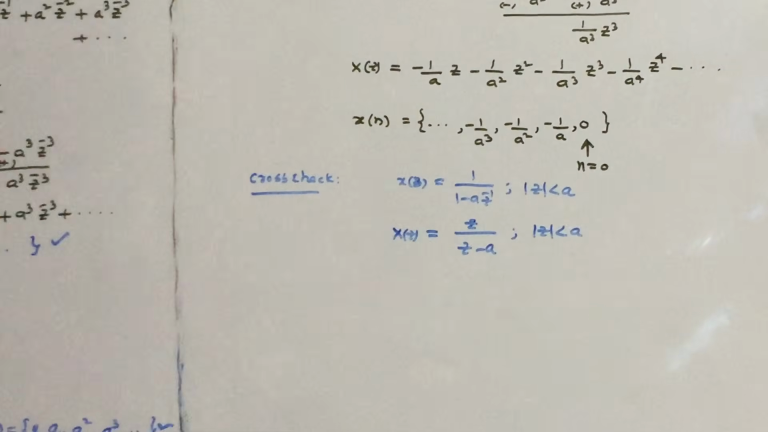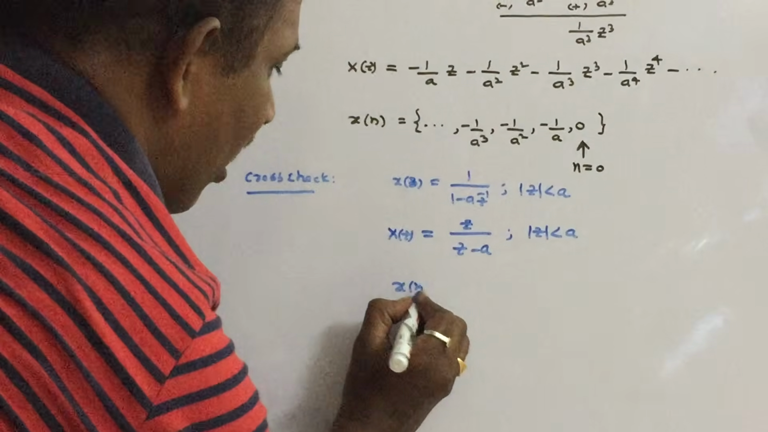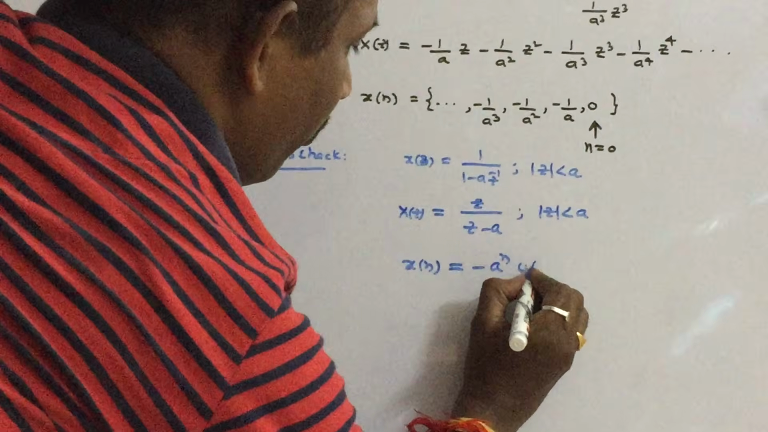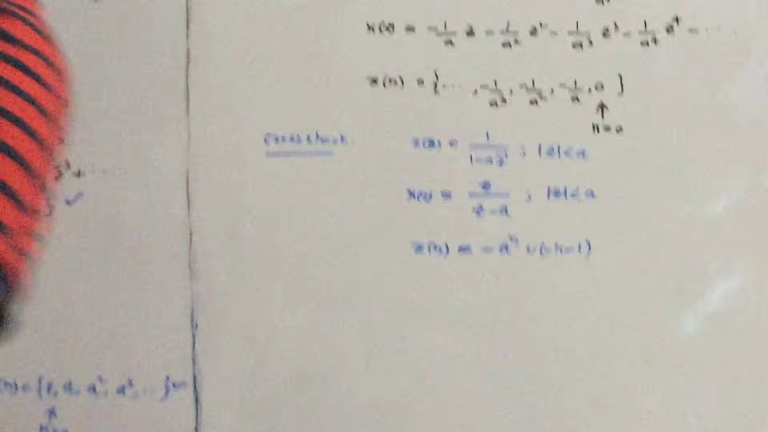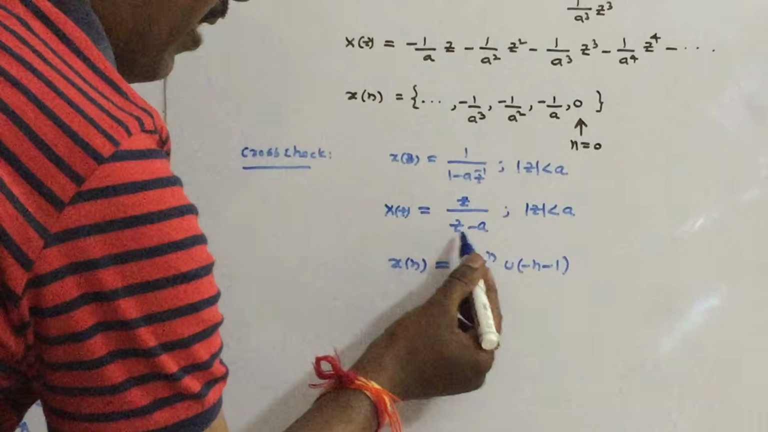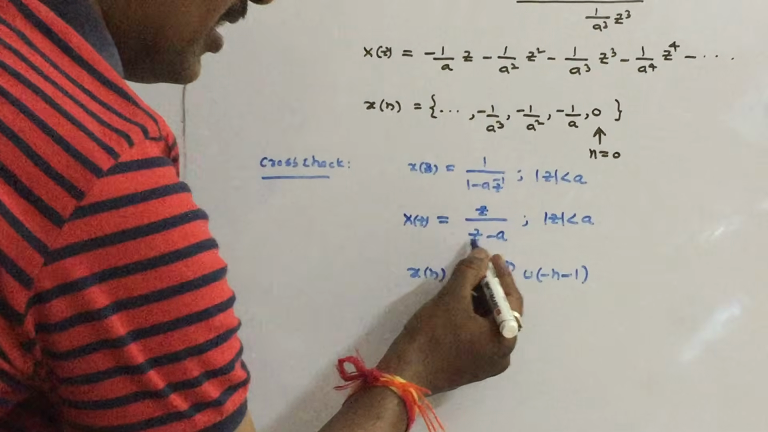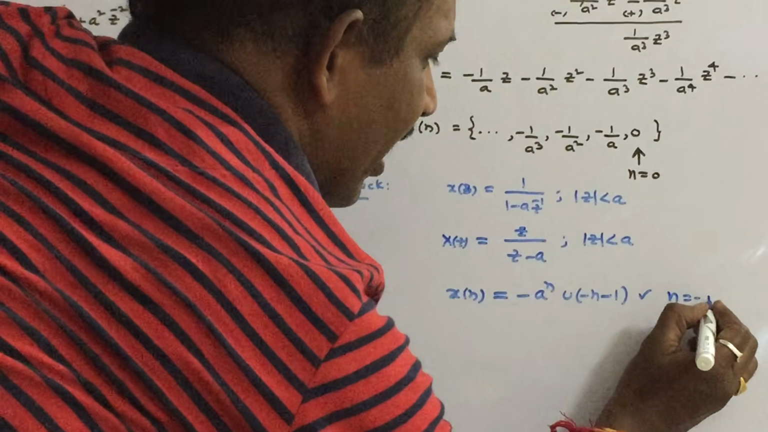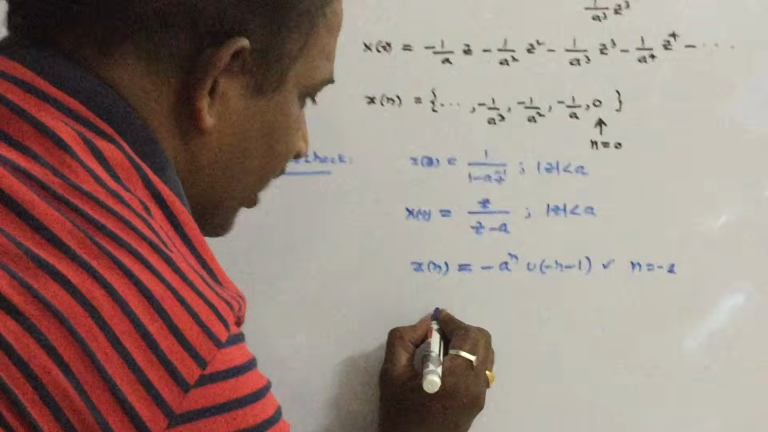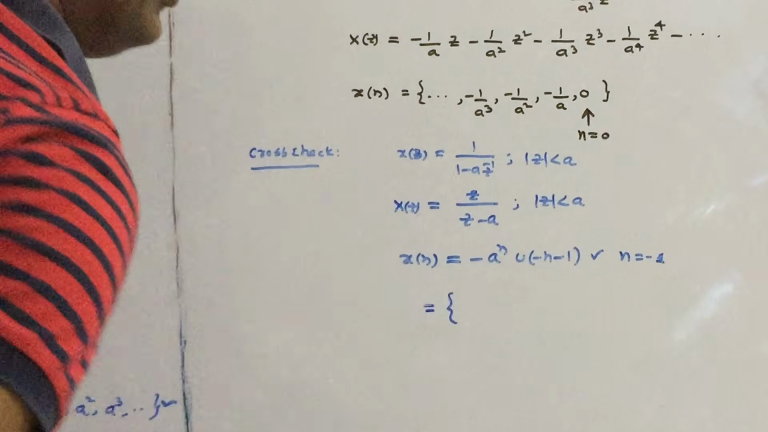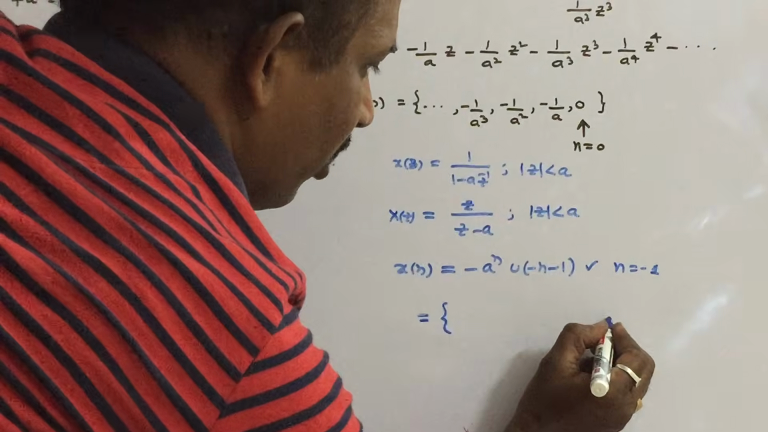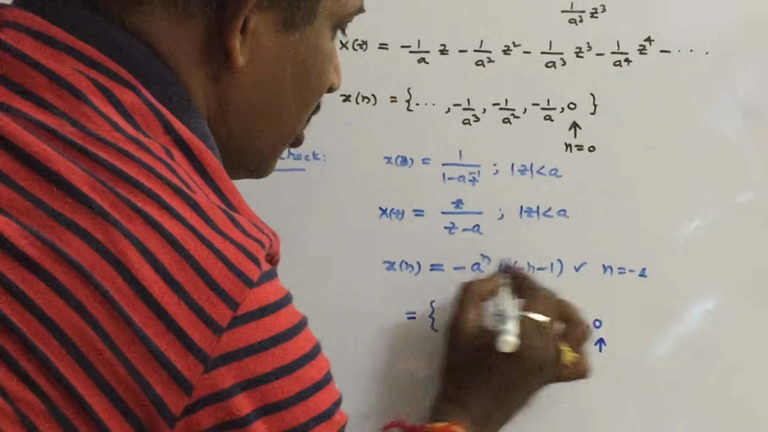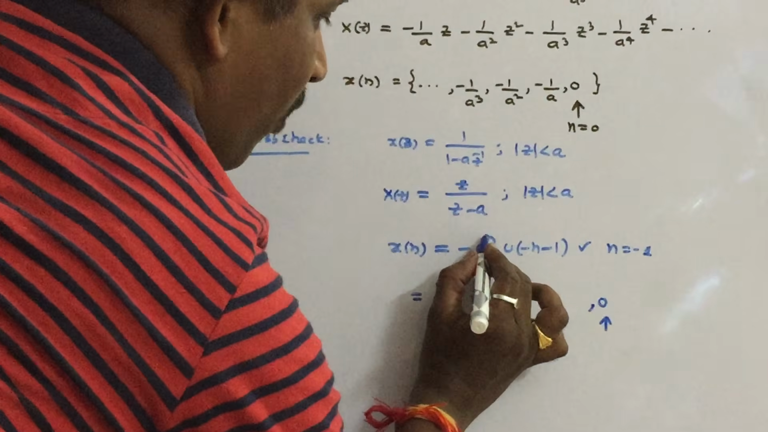If you take the inverse z transform, x of n is equal to minus a power n into u of n minus 1. So the z transform of this is z by z minus a, but the region of convergence is inside the circle of radius a. Where does this sequence start? This sequence starts at n equal to minus 1 towards the left side. In the form of elements, because there is no 0 term, when n is equal to minus 1, a power minus 1 gives 1 by a.